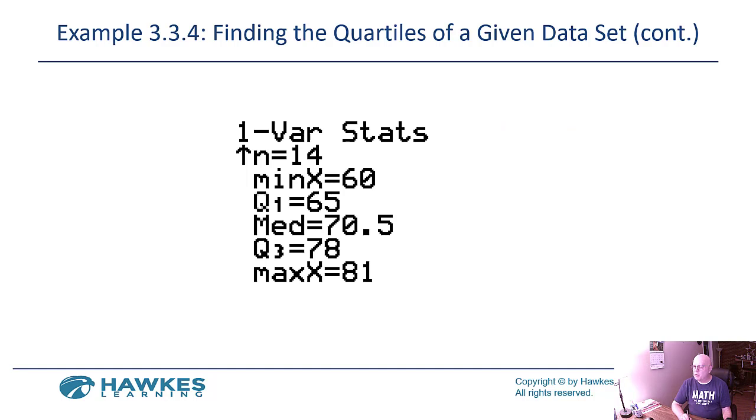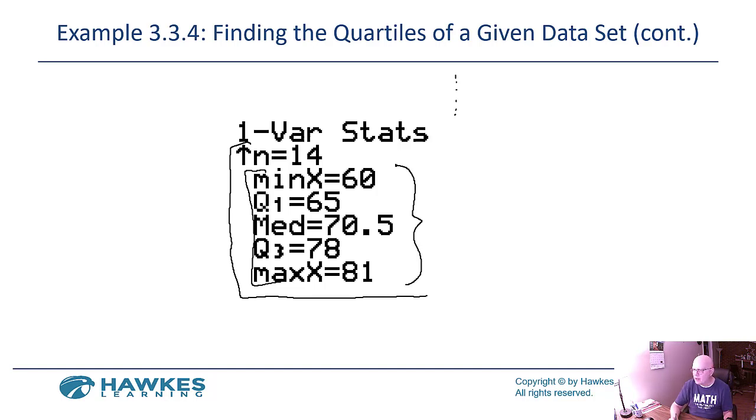So this is what you would see on a TI-83 or an 84, for example. Notice you've got the 5-number summary at the bottom of your list. Up above here are more items that you saw to begin with. This is the bottom of your list of data items from one variable stats. This right here is your 5-number summary.